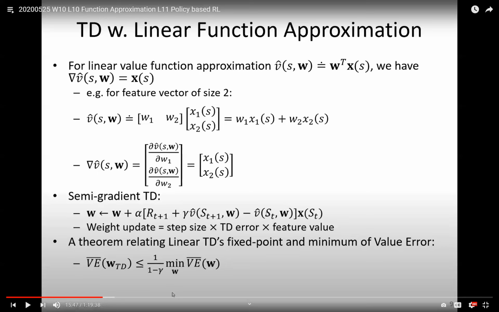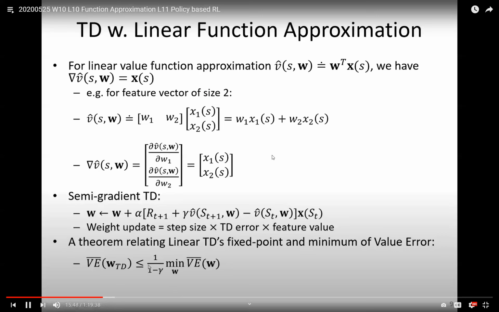No, this is because we adopted the linear function approximation, and then we use the semi-gradient descent to simplify the derivative. Oh, okay, now I understand. So semi-gradient descent is applied afterwards, and this is just a simplification before. Yes. Thank you. Okay.